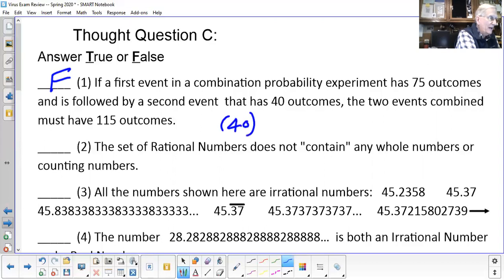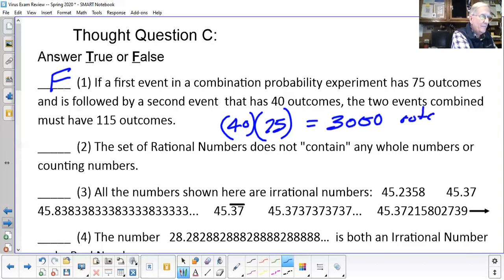Multiply the number of outcomes together. 40, I said 17, I'm sure I meant 75. You have to multiply 40 times 75. So the number of outcomes here is what? 3,000 different outcomes. Okay? So the first answer was definitely false. Okay, let's go to number 2.